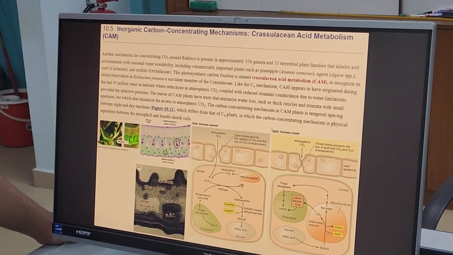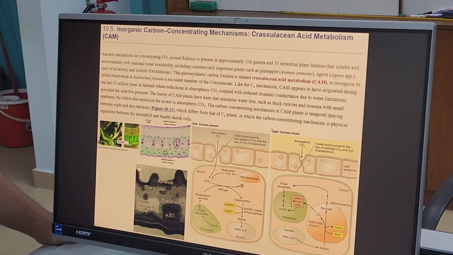But C4, life is not that easy. So why? It's all about investment. Not only does it invest in making extra structure to do carbon fixation and carbon assimilation in different cells, but it also invests in terms of metabolic currency, the ATP. Right.